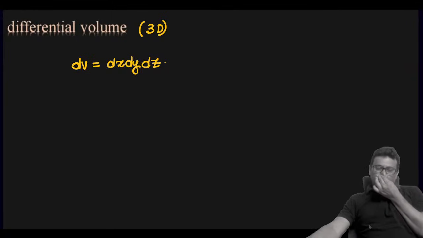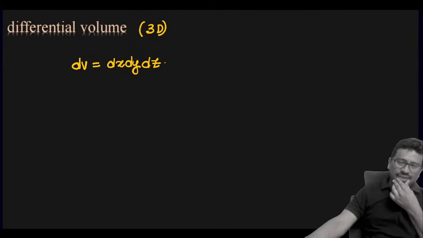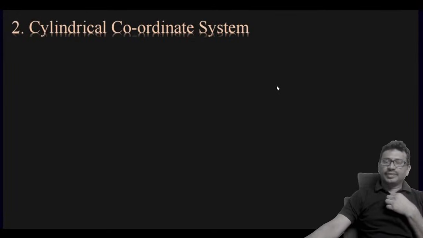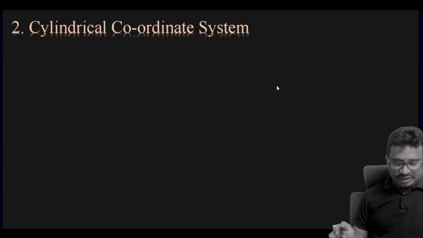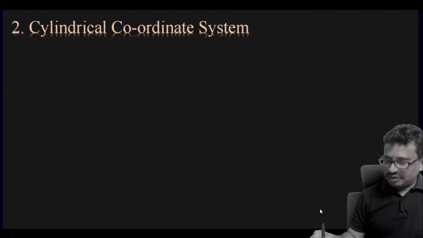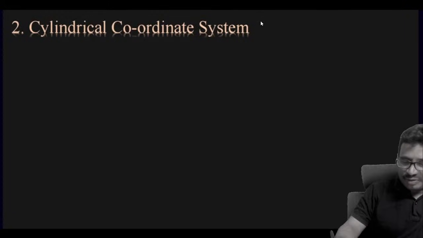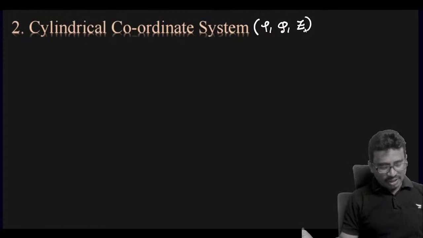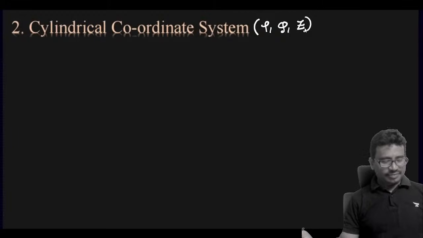Right, this is about the Cartesian system. All these things are cleared. Now we'll enter into the next coordinate system, the cylindrical coordinate system. For the cylindrical coordinate system, the coordinate axes are rho comma phi comma z.